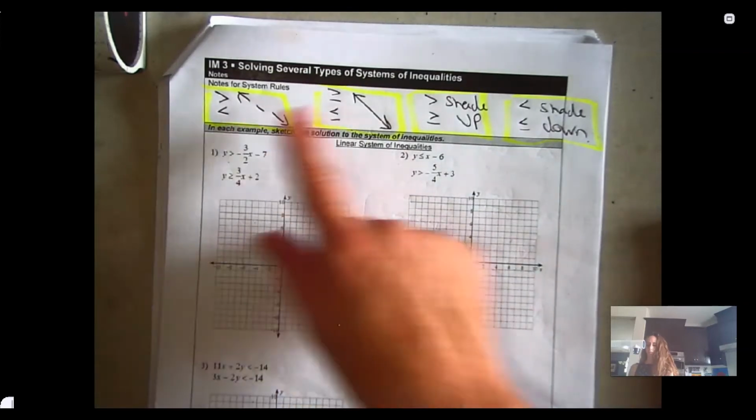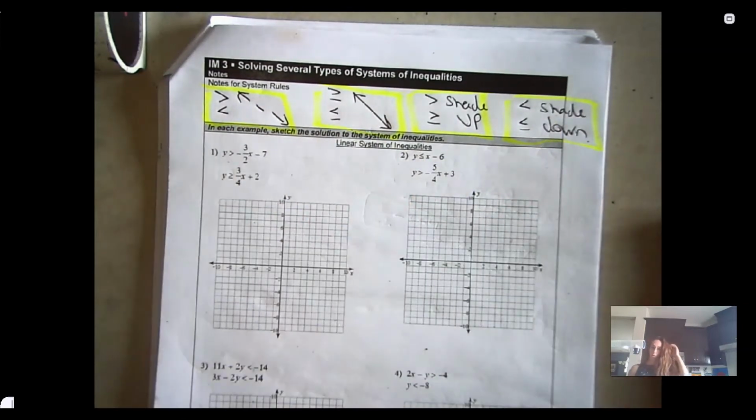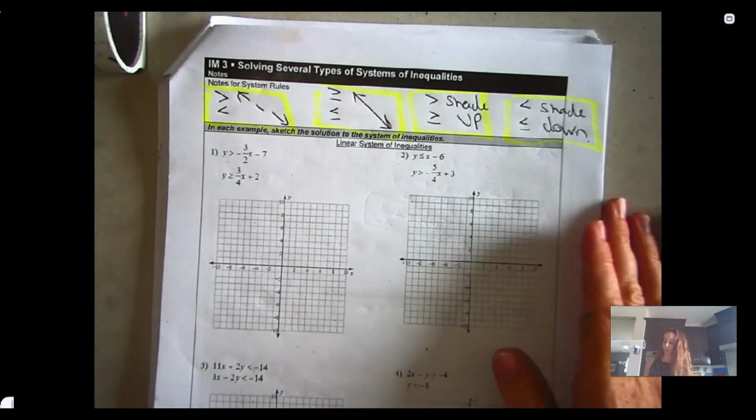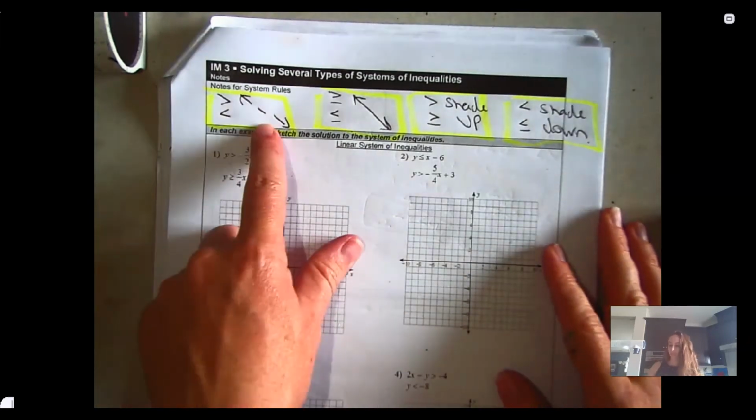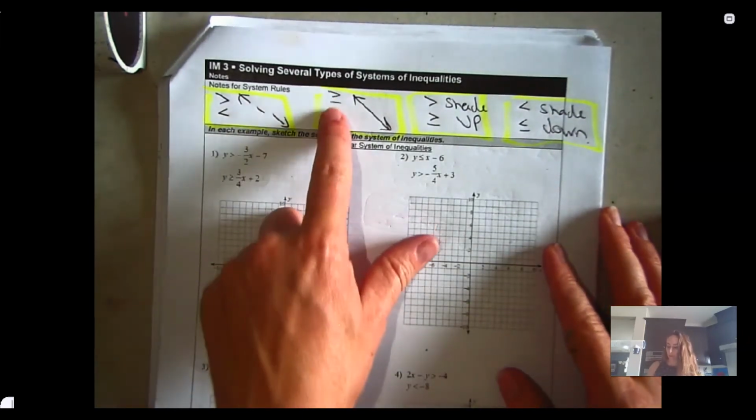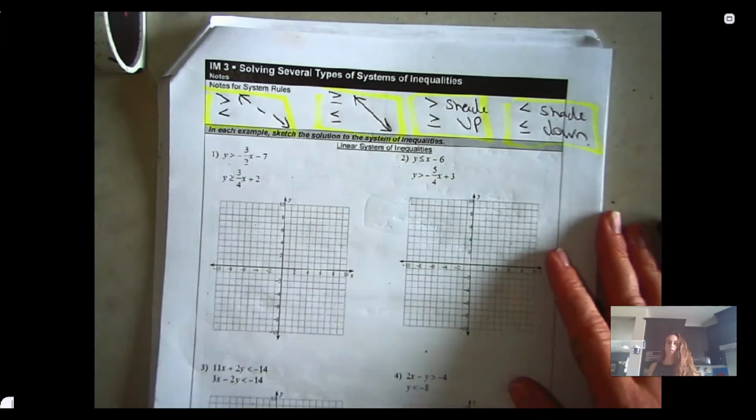So do me a favor, write all that down. I would pause the video really quickly, okay? And let me pretty much say, if it's greater than or less than, it's dashed. If it's greater than or equal to, less than or equal to, it's solid.